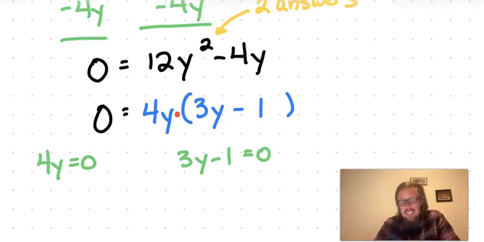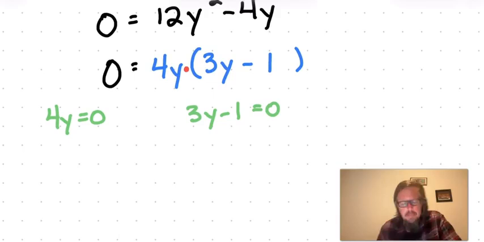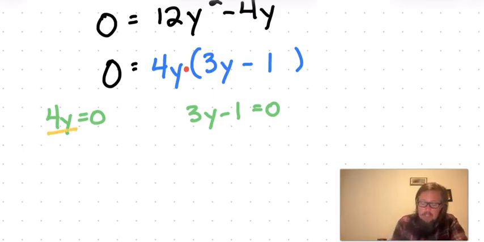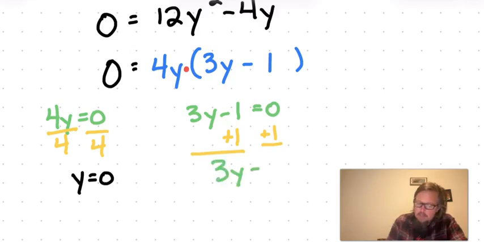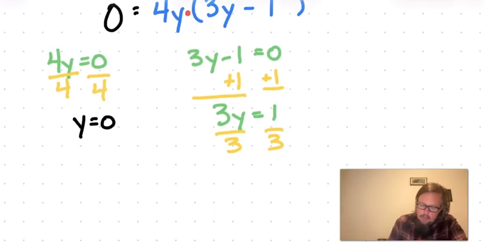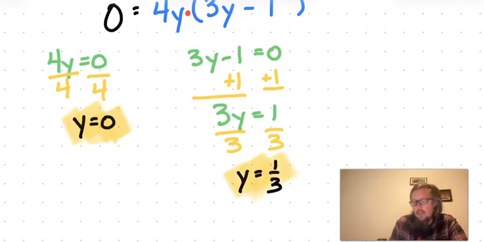Again, one of these is pretty easy. The one on the left is saying 4 times something is 0, so that something is going to be 0. Divide both sides by 4 and we get y = 0. So one of our answers is 0. The other one is a two-step problem, not way harder. Add 1 to both sides and we get 3y = 1. We divide both sides by 3, and we get y = 1/3. So our two answers for this problem are 0 and 1/3.